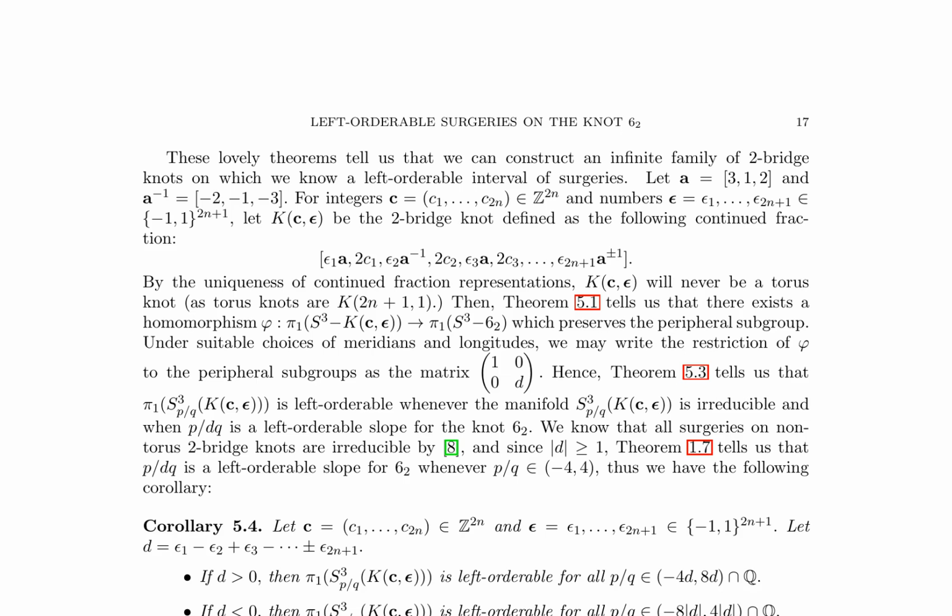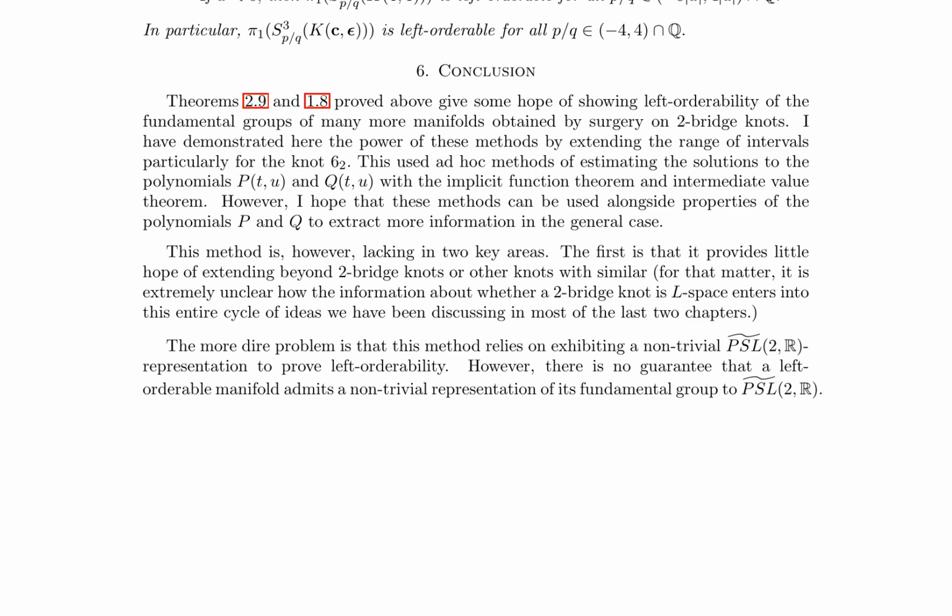This research paper discusses the left-orderable surgeries on the knot 6_2, which is a two-bridge knot. It presents a family of two-bridge knots with known left-orderable intervals of surgeries, utilizing the continued fraction representation and the implicit function theorem. The paper also references various studies in the field, including works by Boyer, Gordon, Watson, Ozsváth, Szabó, and others.